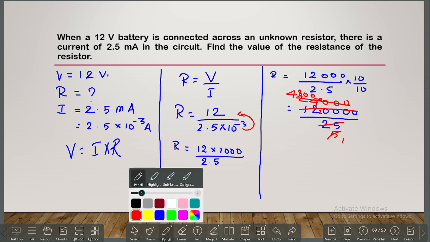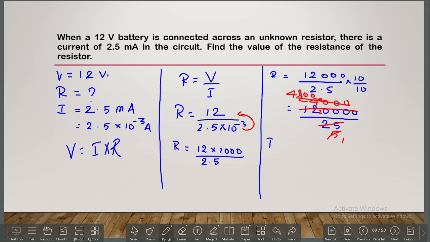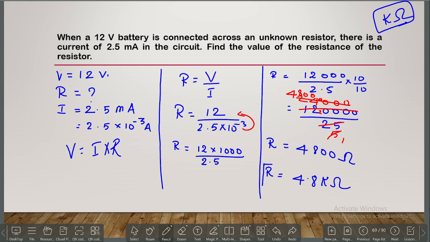So the resistance of the conducting material is R is equal to 4,800 ohm. What will be the resistance of the conducting material? 4,800 ohm. This answer we can also express in kilo ohm. How are we going to write it in kilo ohm? R is equal to 4.8 kilo ohm. So what is the final answer? 4.8 kilo ohm.